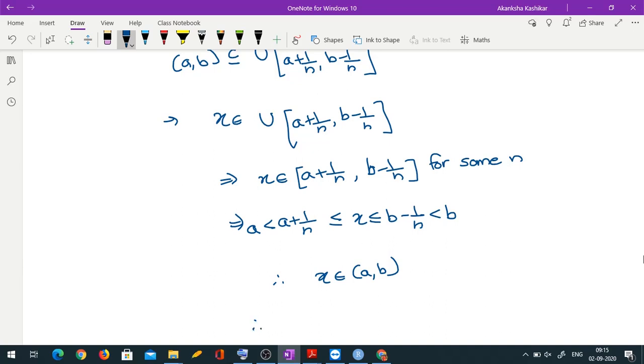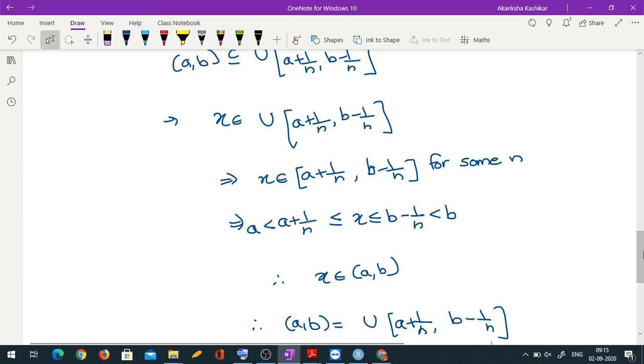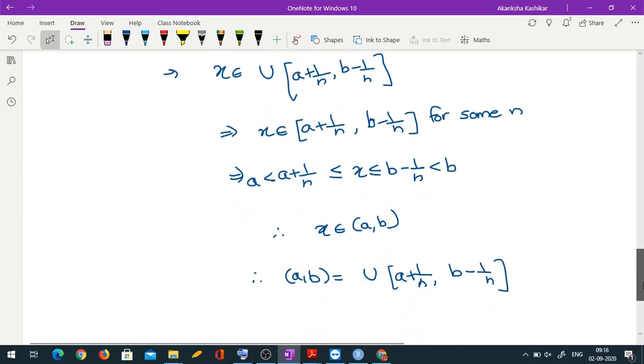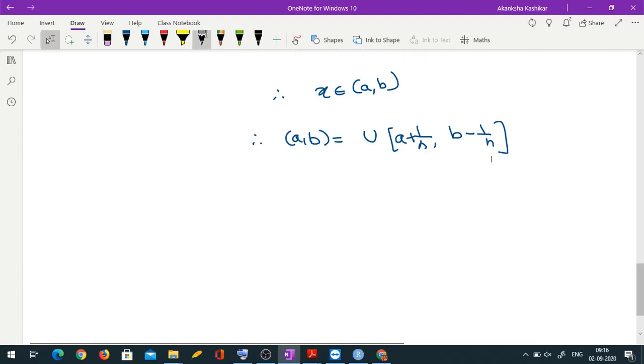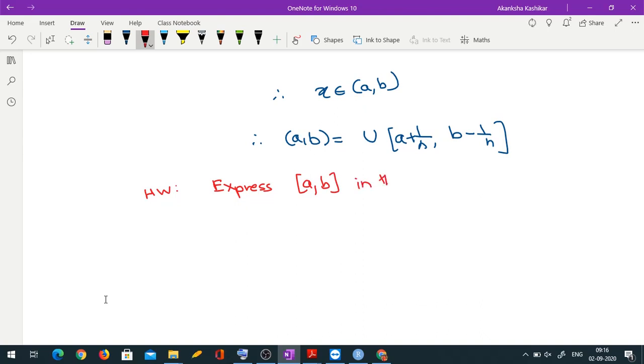Hence, we have established that AB can be expressed as union of closed intervals. So, open interval can be expressed as union of closed intervals. Okay. Now, the homework is going reverse way. So, homework is, can you go reverse way? Means, can you express closed AB in the form of open intervals?